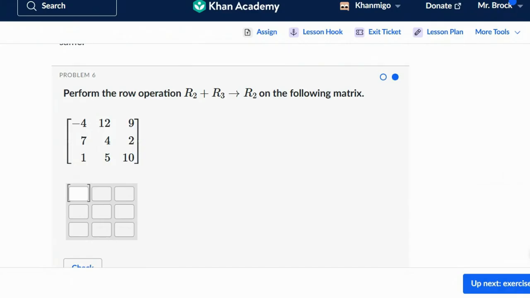This one says row 2 plus row 3 is the new second row, which means the first row, -4, 12, 9, and the third row do not change. Only the second row changes. So what is the new second row? A lot of times if you're working these, go ahead and put that first and third row in, because we don't want to forget those don't change. Only the second row changes. What is the new second row?